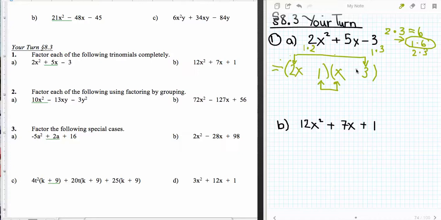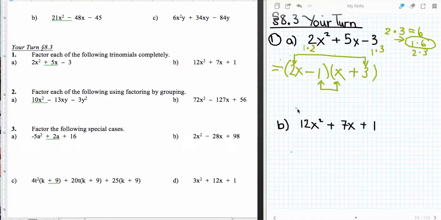And now I just need to make them the right sign. I need a positive 5. So that means I need a positive over here, so I get a positive 6, and I need a negative here, so I get a negative 1. And that will be my factorization for that one. Now let's move on to the second one.